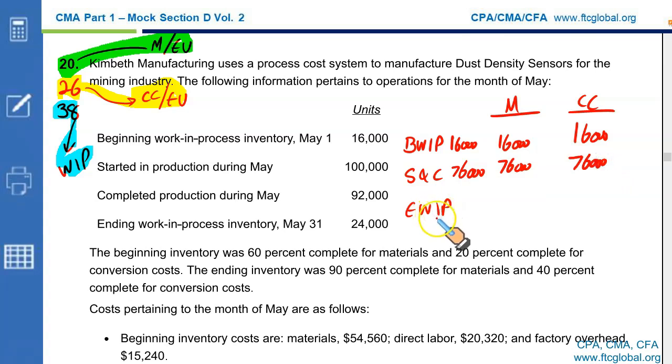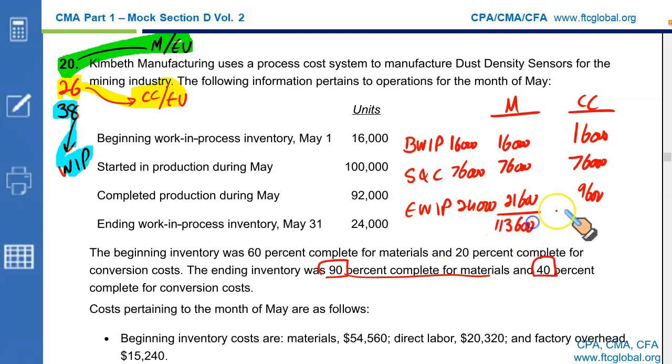Finally, the ending work in process, we have 24,000 in the ending work in process, and it says that the ending work in process is 90% complete with regard to material. 24,000 times 90% gives you 21,600, and the ending work in process is 40% complete with regard to conversion cost. 24,000 times 40% gives you 9,600. So your EUPs of material are 113,600 and EUPs of conversion cost is 101,600.